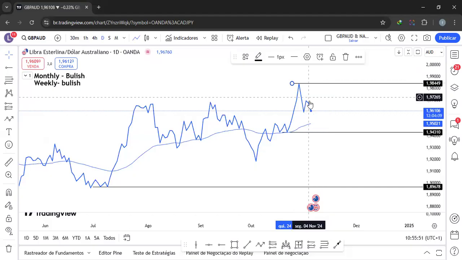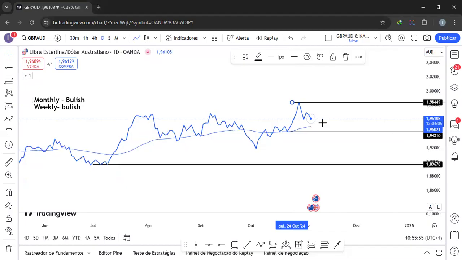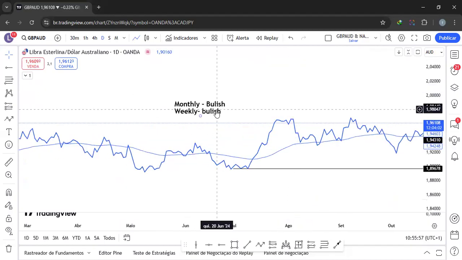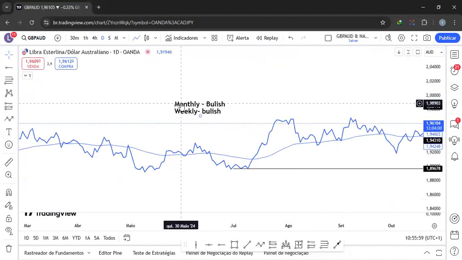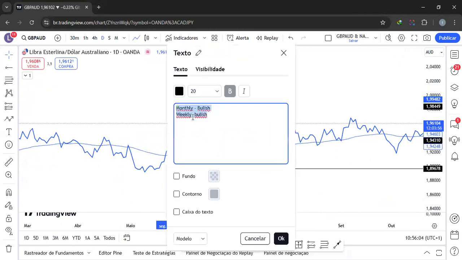So we're going to see what's going to happen here. But from now, even daily, it's bullish. And we have here 3 time frames in sync. We have monthly bullish, weekly bullish, and 4 hour time frame bullish. So I mean, and daily bullish.